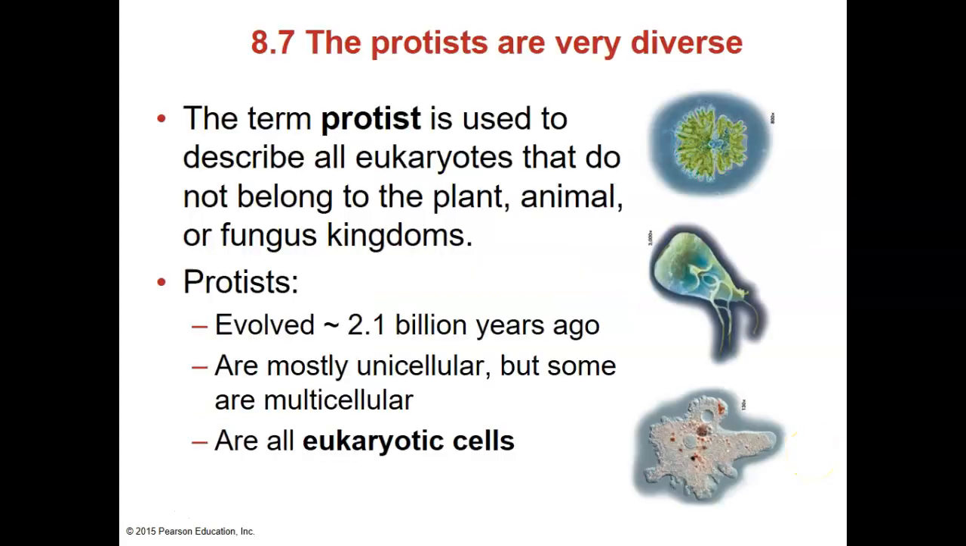I'm going to focus on microorganisms found in the eukaryotic domain and other types of non-living microorganisms. The eukaryote domain has four kingdoms: plant, animal, fungi, and protists. The term protist is used to describe all eukaryotes that do not belong to the other three kingdoms.